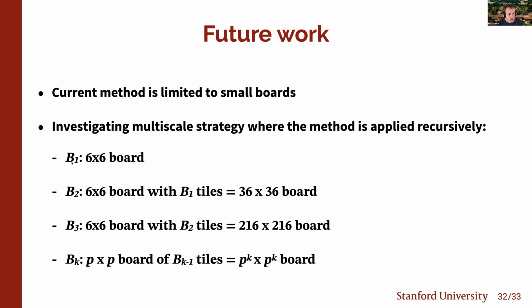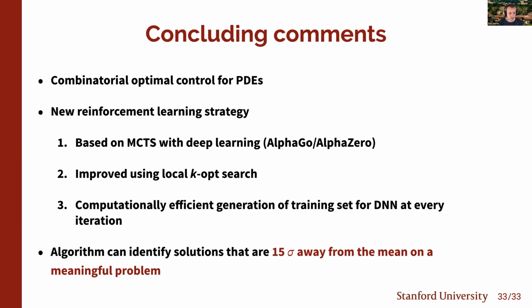So essentially, you first figure out the best 6 by 6 board, and then, for example, you build another 6 by 6 board made of B1 tiles. So essentially, it's a 36 by 36 board, and you can keep repeating that. So it's a recursive sort of process. And then you can definitely build much larger boards with this strategy. So hopefully there's a path to building something that has a kind of a large, more realistic size.